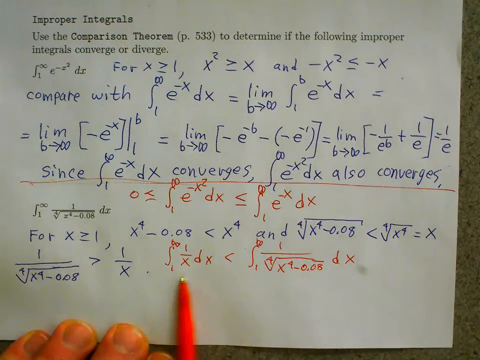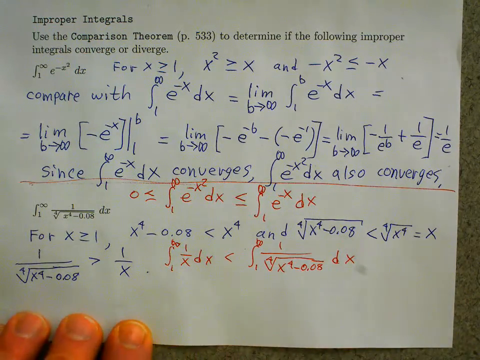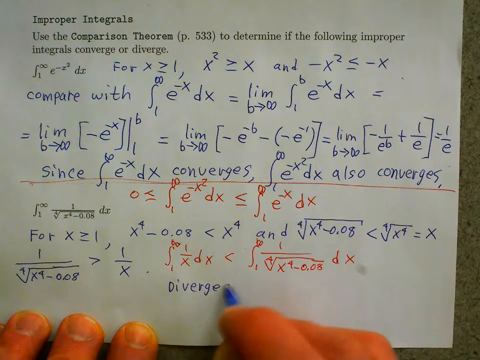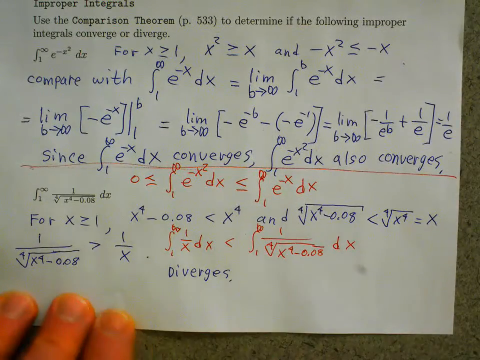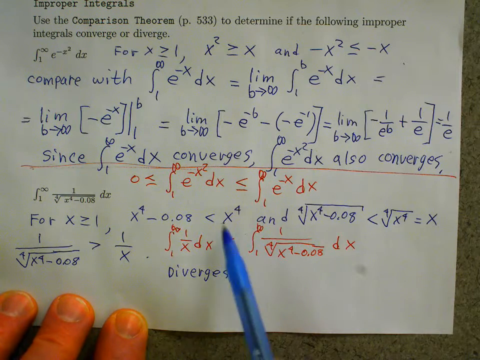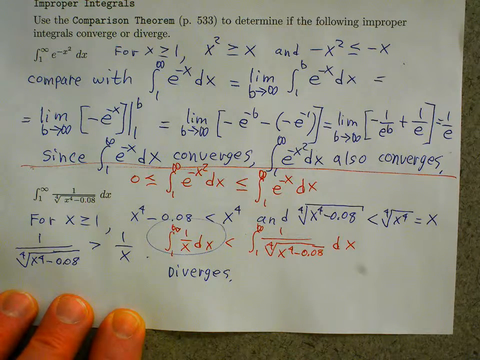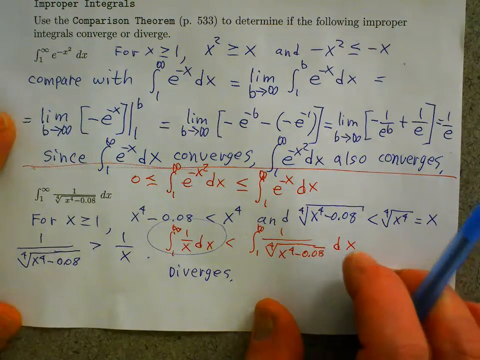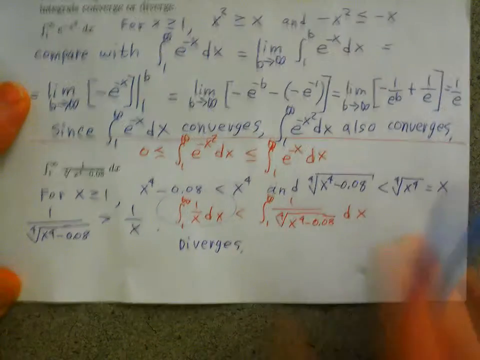But we know that this one diverges, the 1 over x from 1 to infinity. That improper integral diverges. Okay, does everyone remember how to show that it diverges? Anybody not remember? It's not really too hard. I'll just do a couple of steps here.